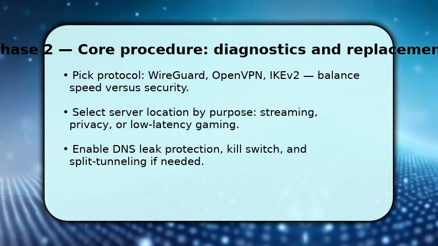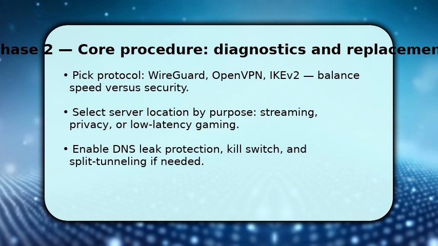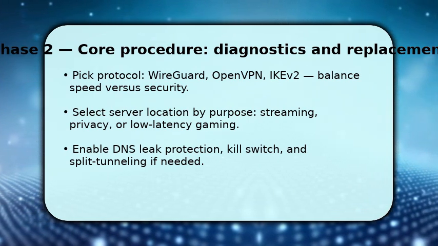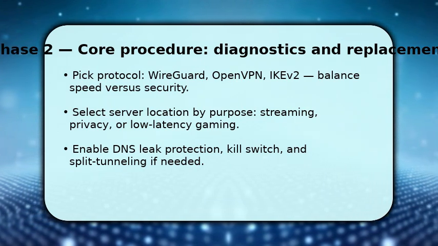Then enable DNS leak protection and the kill switch to prevent data exposure, and configure split tunneling only for apps you want outside the VPN. Make sure to save and apply settings.